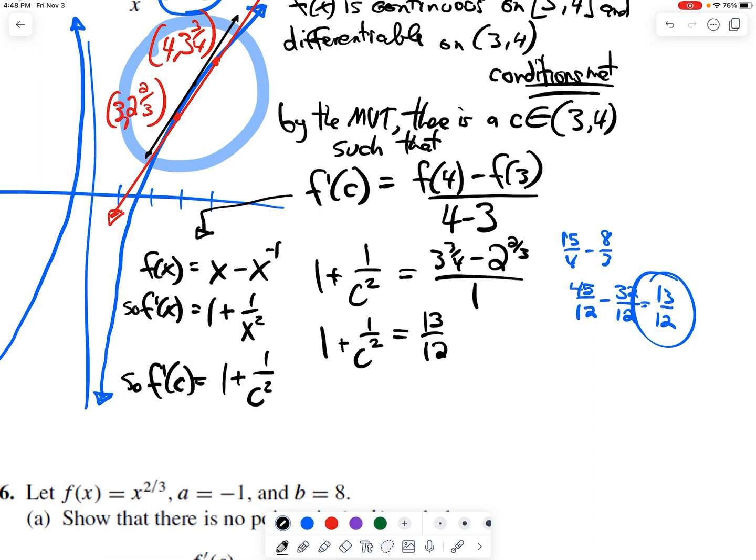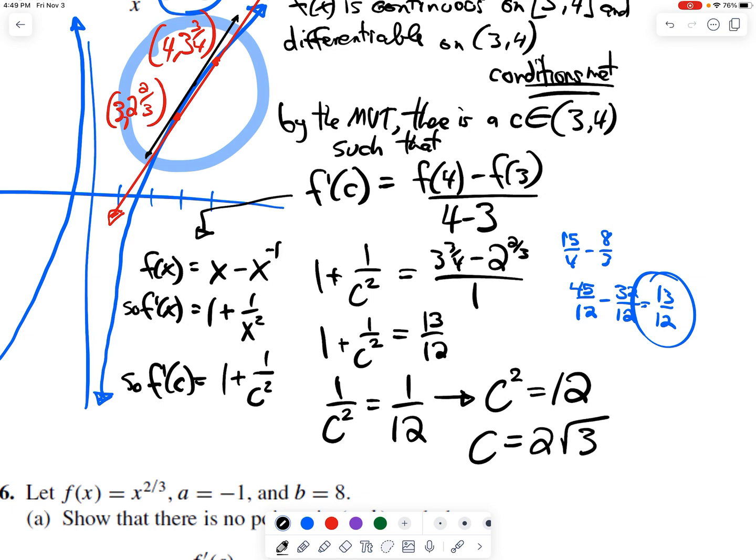All right, let's subtract 1. So 1 over c squared is equal to 13/12 minus 1, which is the same as 13/12 minus 12/12, and that's 1/12. Okay, so now I would definitely cross multiply, and that's going to do the magic of clearing that fraction. So c squared equals 12, and c equals square root of 12, which is, let's see, 4 goes into 12. That's a perfect square. 2 radical 3.